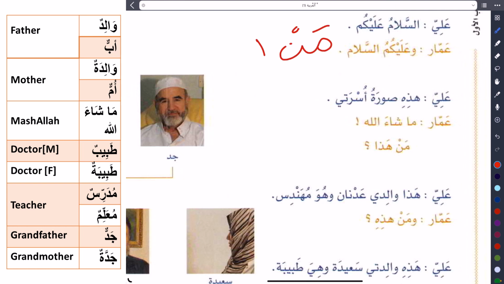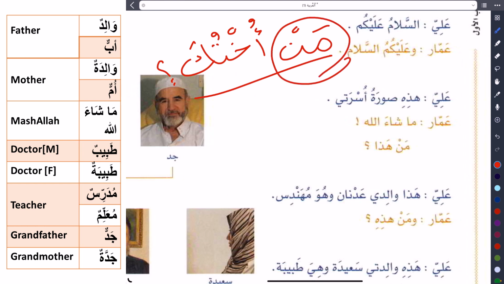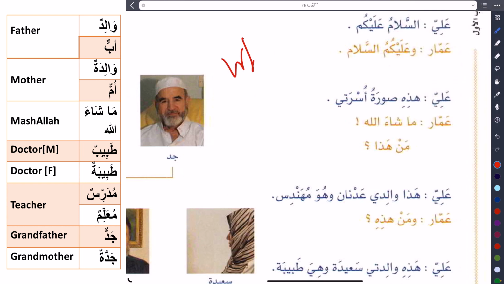Man أختك, who is your sister. So to say who in Arabic, this is man, and we can say this is the second vocabulary. The first one is an idiom, ما شاء الله, we say in case of seeing something wonderful or impressive, and the second vocabulary is man, means who, and don't be confused. Who is man, and min is from.